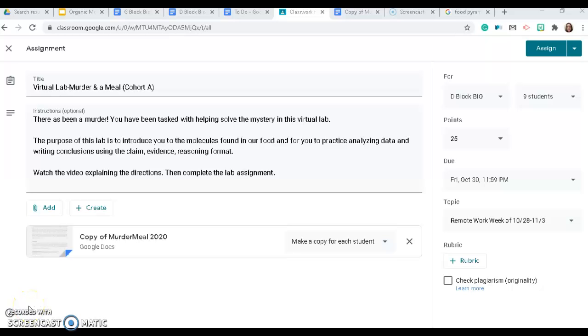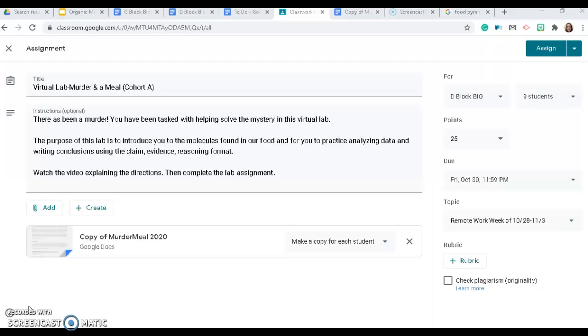Today you will be completing a virtual lab that is very appropriate for Halloween. This is the Murder and Meal Lab. So the idea is that there has been a murder in Douglas, and you have been tasked with helping solve the mystery.